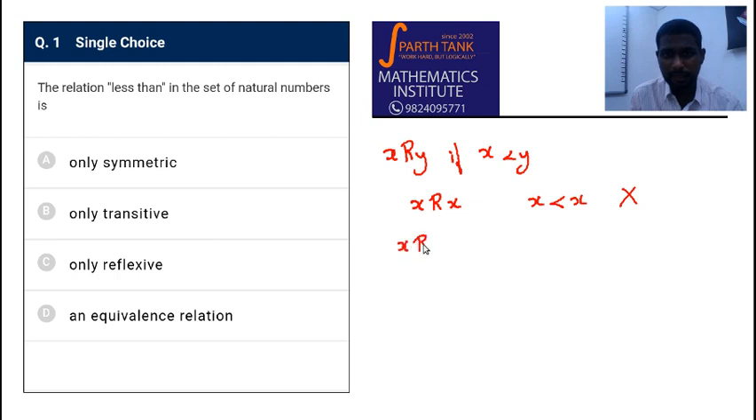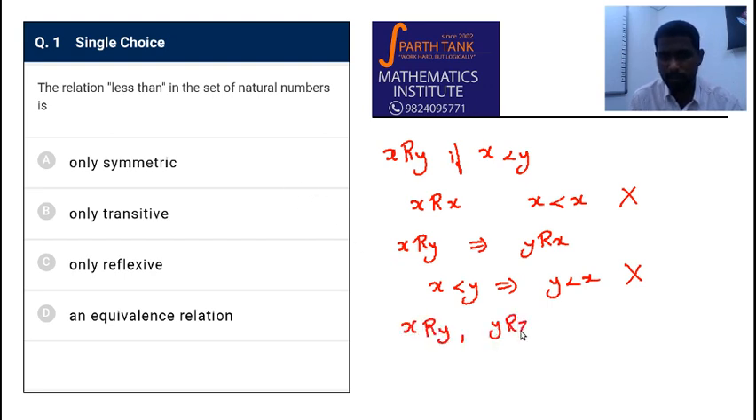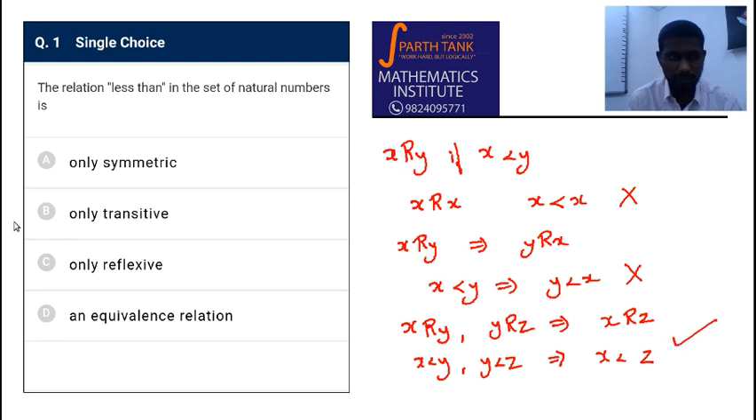Is it symmetric? x related to y implies y related to x, that is, it should mean that x less than y should imply y less than x, which is also not true, so it is not even symmetric. What about transitive? x related to y and y related to z should imply x related to z. Now this means x less than y, y less than z. If x is less than y and if y is less than z, definitely x is less than z, right? Therefore, it is transitive. This is the condition for transitive. So the relation is only transitive, not symmetric, not reflexive, and therefore also not an equivalence relation. So the option B, only transitive, is the right answer.